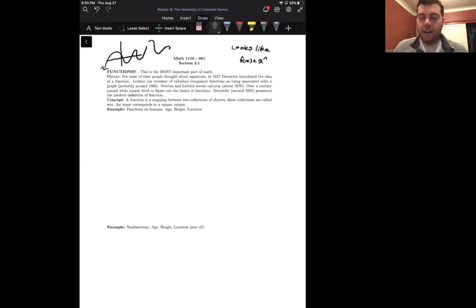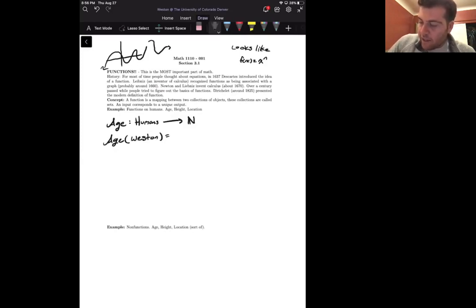They can be super general. We can look at functions on humans. So we can look at this age function that we'll write from humans into, I guess that would be the whole numbers, which we denote as N. And then you look at something like age of Weston equals 23. So it's as simple as that. You have a function, you put in an input, and it spits out an output. Age of Sadie, my sister, outputs 26. Sorry for a bit of hesitation there. Forgot her age for a second.